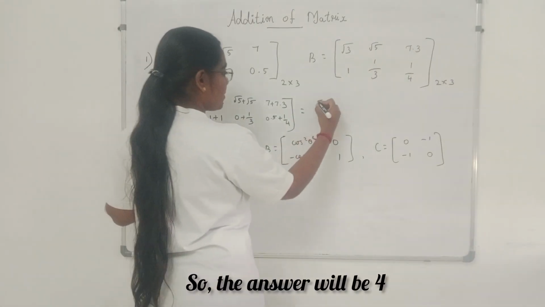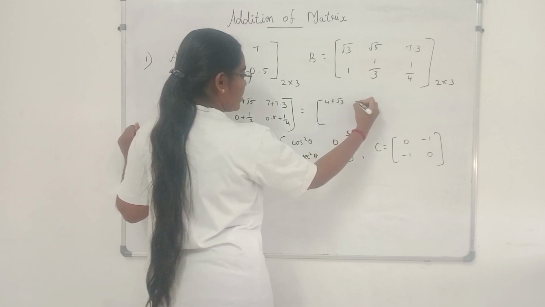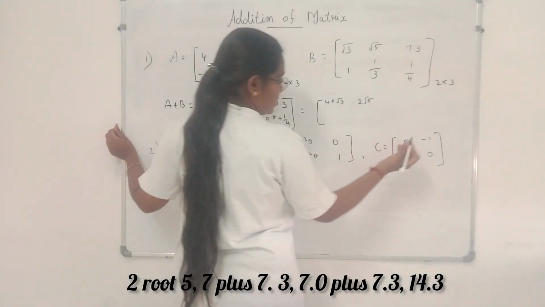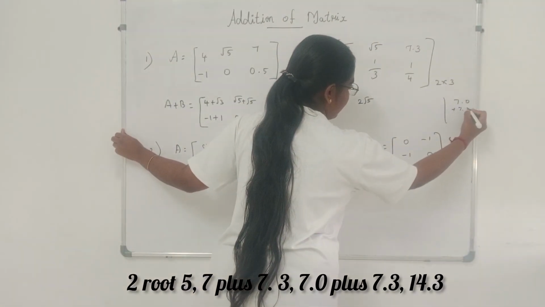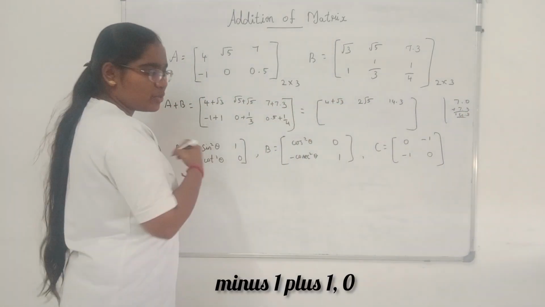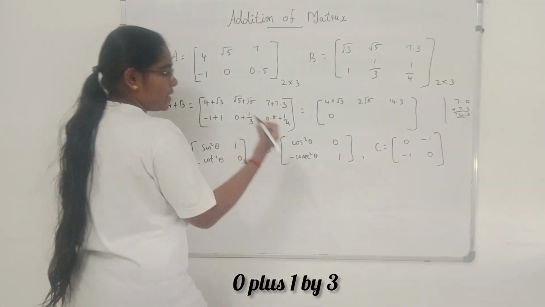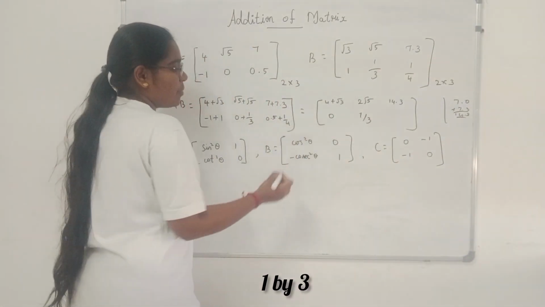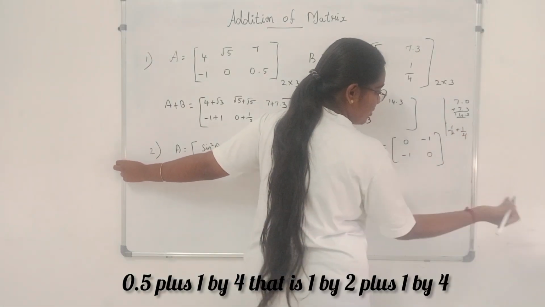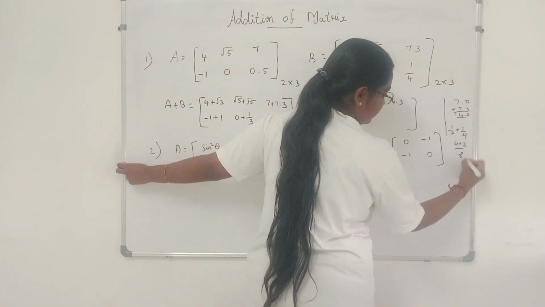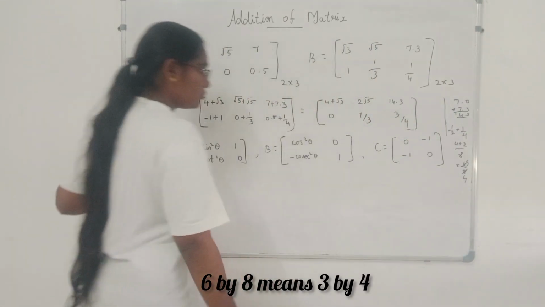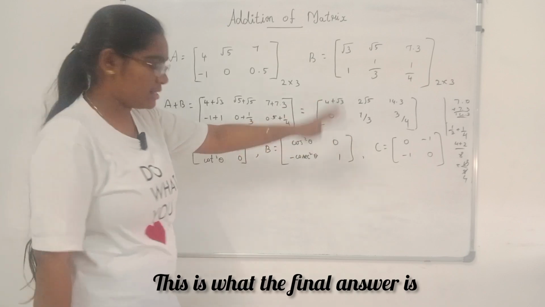So, the answer will be 4 plus root 3, root 5 plus root 5, 2 root 5, 7 plus 7.3, 14.3, minus 1 plus 1, 0, 0 plus 1 by 3, 1 by 3, 0.5 plus 1 by 4, that is 1 by 2 plus 1 by 4, what will you get? 6 by 8, 6 by 8 means 3 by 4. Okay, this is what our final answer is.